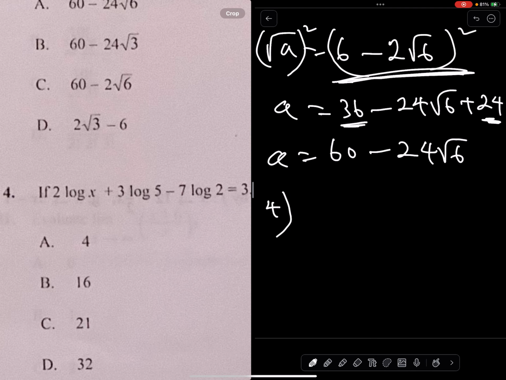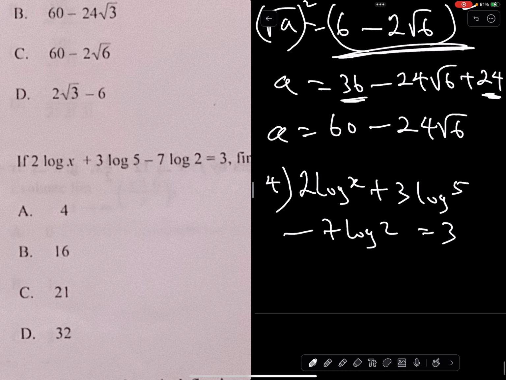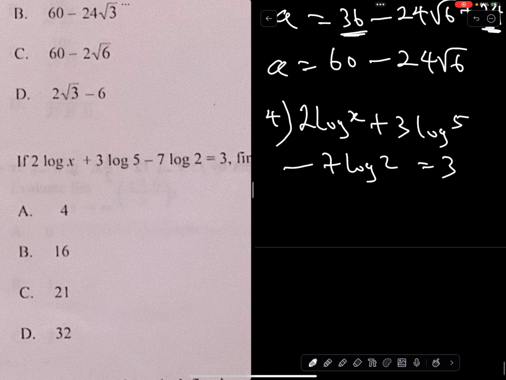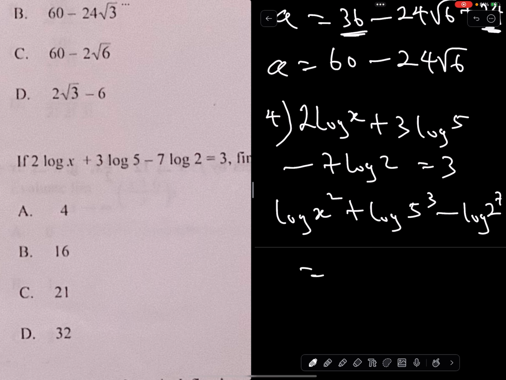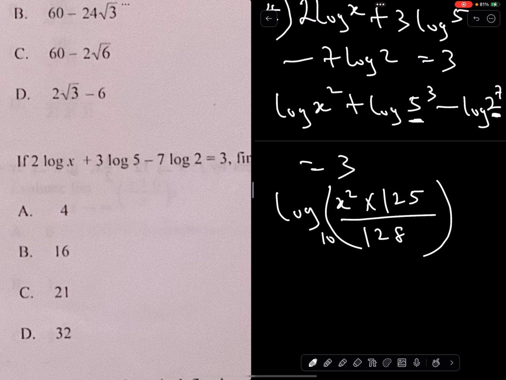Number 4, if 2 log x plus 3 log 5 minus 7 log 2 equals 3. The bases of the logarithms are not given. That means they are in base 10. So this is the same as saying log x squared plus log 5 raised to power 3 minus log 2 raised to power 7 equals 3. If you apply the laws of logarithms, the left hand side is going to become log x squared times 5 raised to power 3 is 125 over 2 raised to power 7 is 128 to base 10 equals 3.